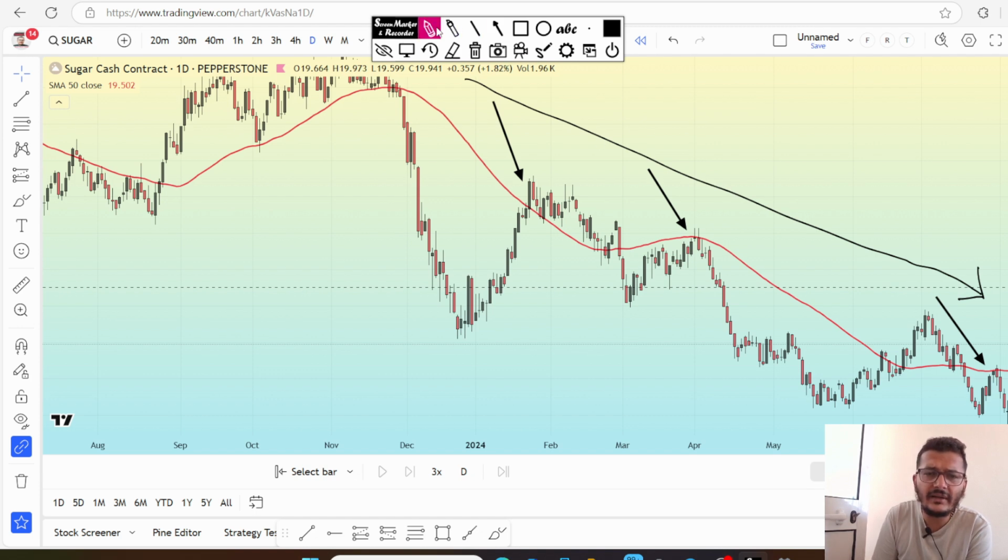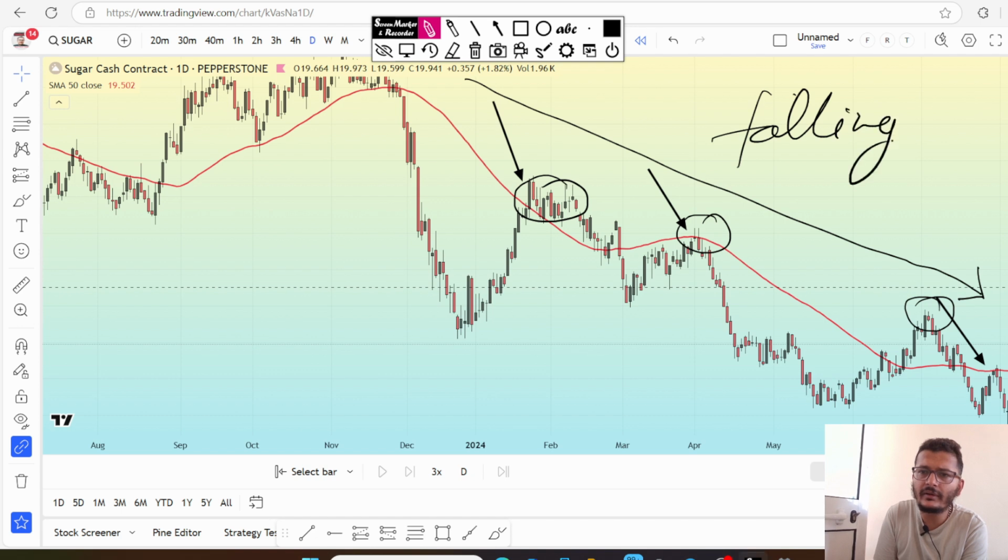That means you need to understand that when the 50 period moving average is falling, then at that time you need to short the top. Don't look for the buying opportunity. Look for the selling opportunity when the 50 period moving average is falling. Okay, this is the falling SMA. At that time you should look for the short opportunity.